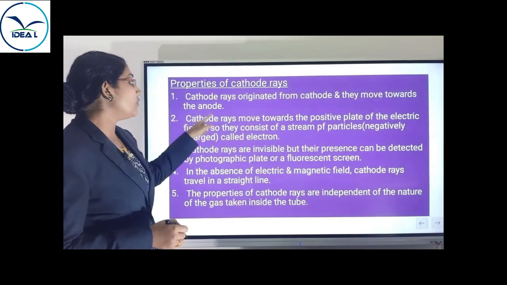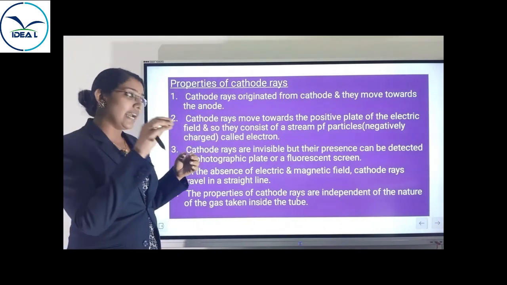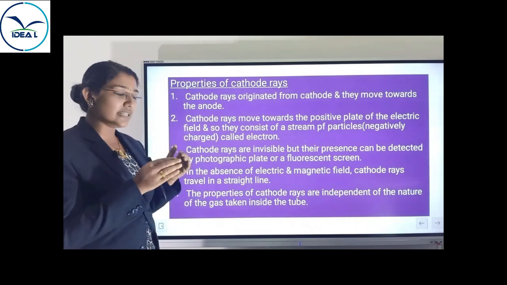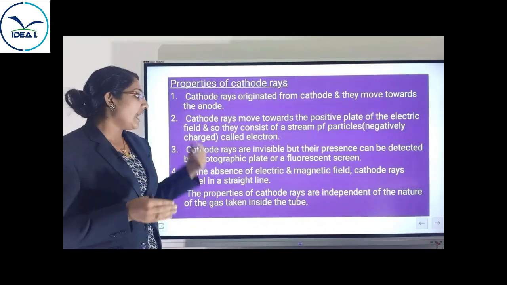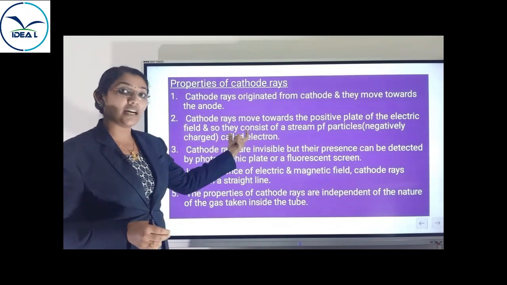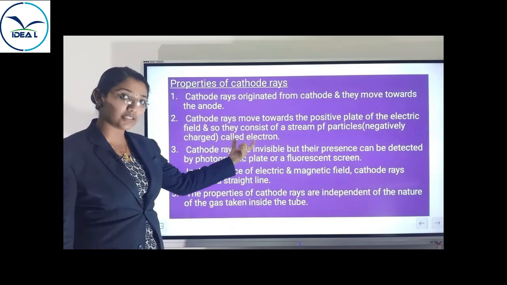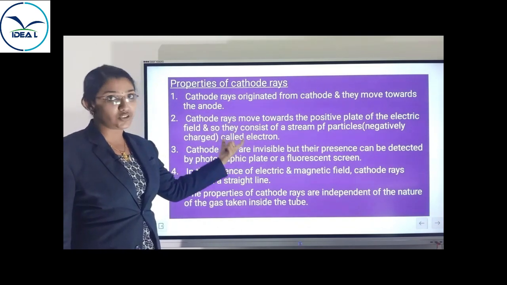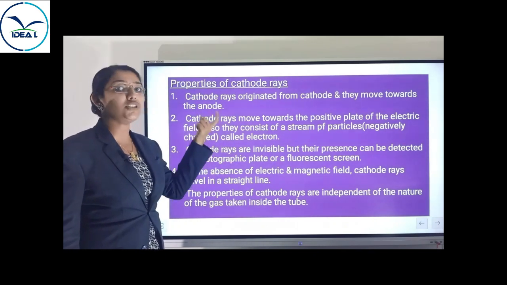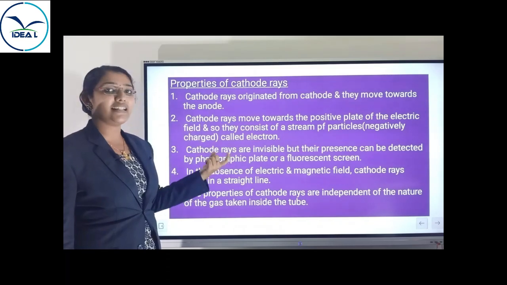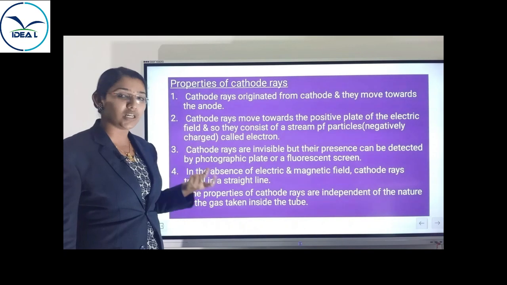Cathode rays move towards the positive plate. We already learned that cathode rays move towards the anode, the positive electrode, which means that it consists of particles with negative charge. Scientists gave the name electron to that particle. What is the charge of the electron? Yes, negative charge. From the discharge tube experiment, we can understand that an electron is a particle with negative charge.